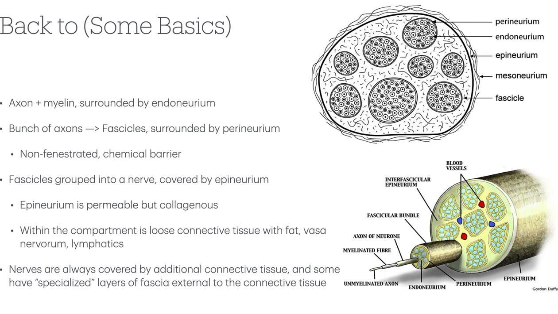And then all these fascicles are bundled together into a nerve, and they are covered by an epineural cover. This epineural cover is relatively loose. Chemicals can pass through, and sometimes you have nerves which are also covered by another fascial layer. An example of this is the sciatic nerve.